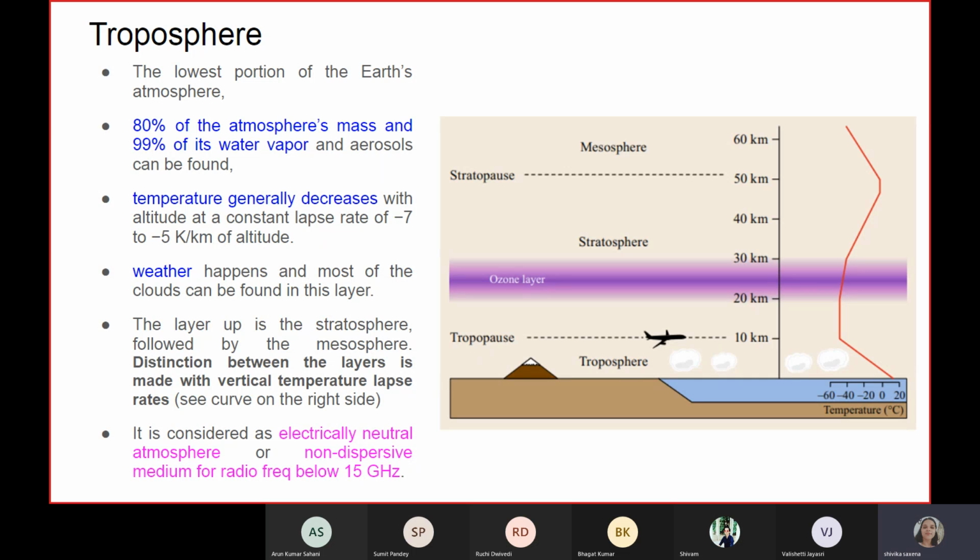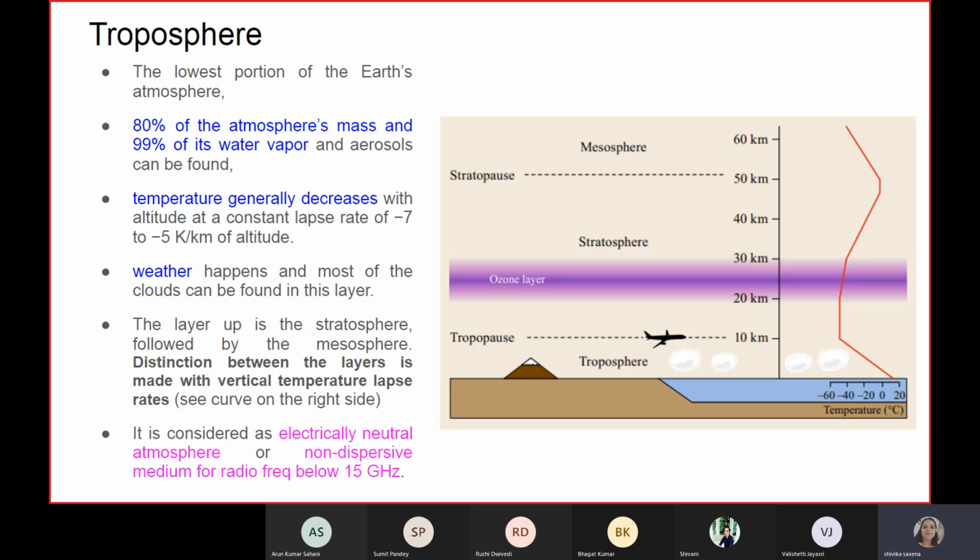So we have a trend in temperature that temperature generally decreases with the altitude at a constant lapse rate. Lapse rate means a negative trend as we go with the altitude. So constantly it decreases about from -7 to -5 Kelvin per kilometer of altitude. You can see this trend. Because of this trend in temperature, we have different portions in the atmosphere. Okay, so the layer up is the stratosphere followed by mesosphere. Distinction between the layers is made with the vertical temperature lapse rate. So wherever the lapse rate changes, we have a different portion of the atmosphere.